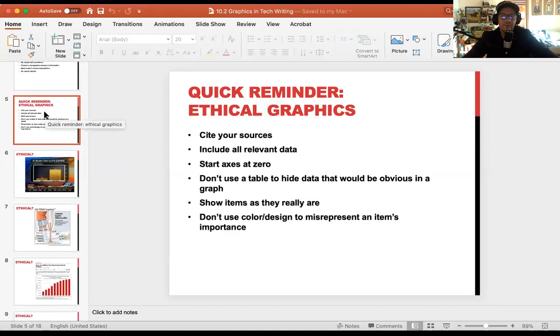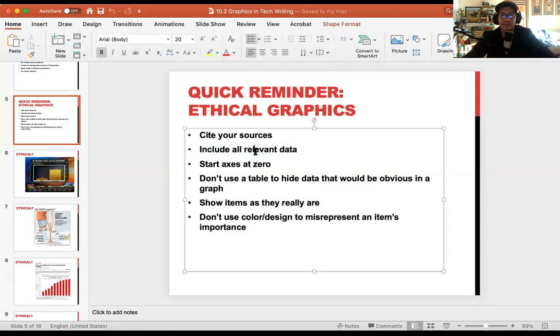These are some important reminders when you're creating graphics ethically, and then we'll look at some examples. Cite your sources if you are taking this graphic from another place. You can learn how to do that through your respective citation styles, APA and IEEE. But if it's a graphic that you're creating based off of the research you did, you do not have to cite it like your name 2020 or anything like that. You still have to give it a name and reference it as a figure or a table.